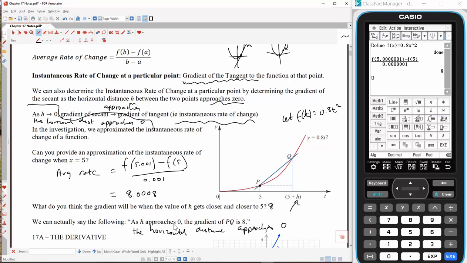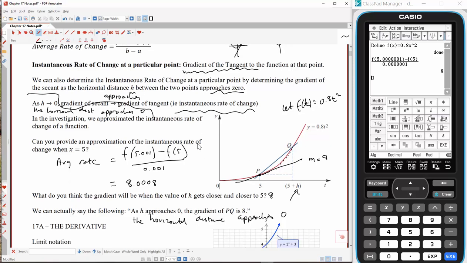As it approaches 0 distance from 5, we say the gradient of PQ, the gradient of this line here, because remember, Q is getting closer and closer and closer as the h distance, it's getting closer and closer, is 8, okay? i.e. the gradient of a tangent drawn at this point here will be 8. The gradient of that line will be 8.